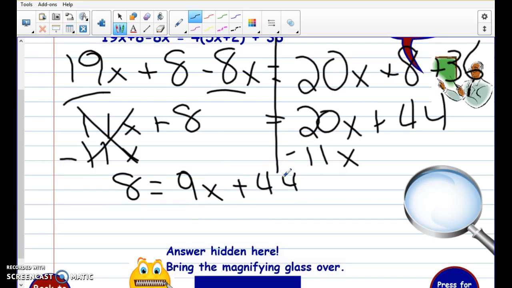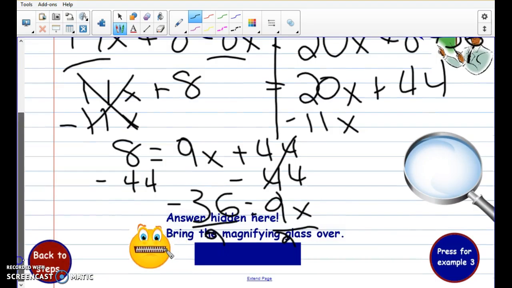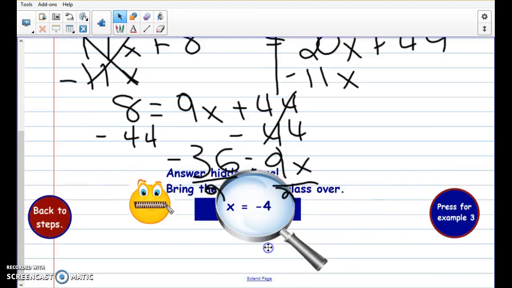I want to get that x by itself. I'm going to subtract 44 from both sides. Then I end up with negative 36 equals 9x. Divide both sides by 9. And let's use our magnifying glass and see if they got negative 4. There it is.